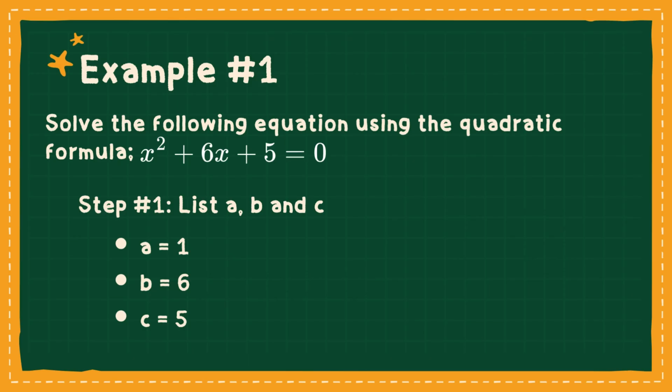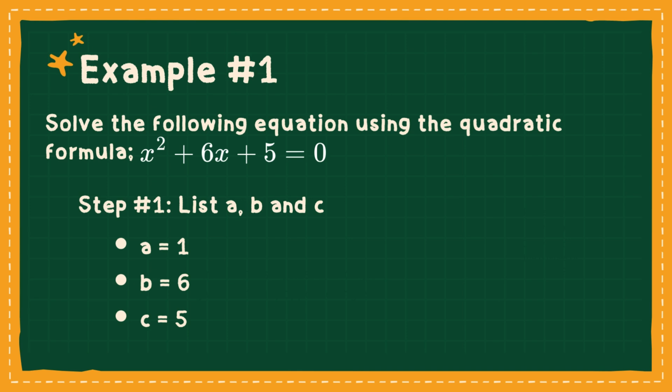Now, here's an example. Example number 1. Solve the following equation using the quadratic formula: x squared plus 6x plus 5 equals 0. Now, it's very important. We can only solve an equation. We cannot solve an expression. And remember, an equation must equal something. And when dealing with quadratics, the only way you can solve a quadratic equation is if it equates to 0. So remember that.